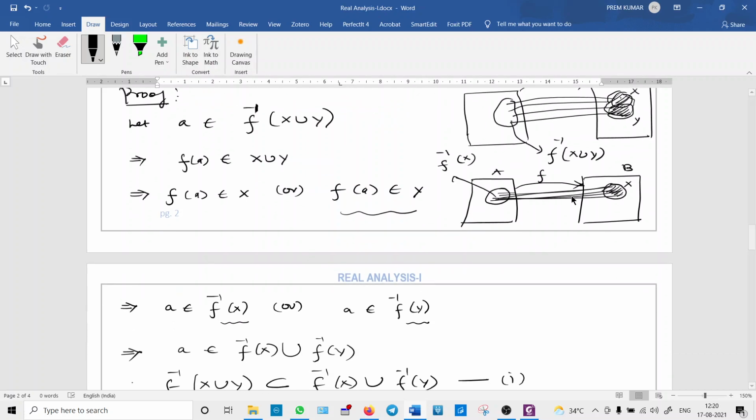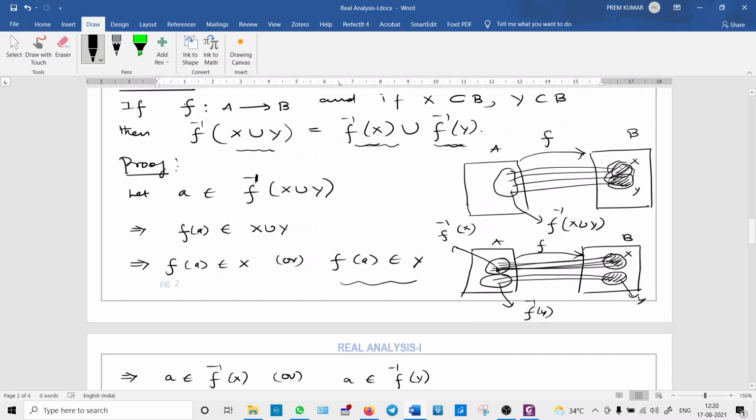Similarly, y may intersect. Suppose I take y as not intersecting. So just clearly view what is y. This is my y, and there will be pre-images for this set. I call this set f inverse of y. So what we have to prove is: this is f inverse of x and this is f inverse of y. If you union these two sets, totally I will get f inverse of x union y. That we are going to equate: f inverse of x union y equals f inverse of x union f inverse of y. That's what we have proved.